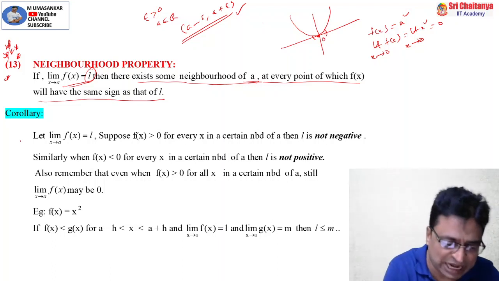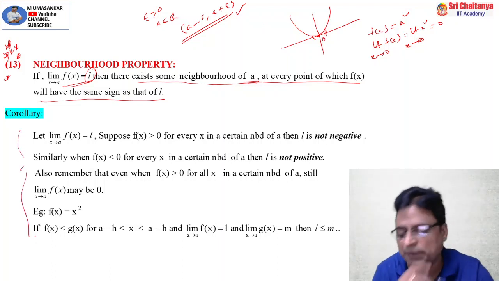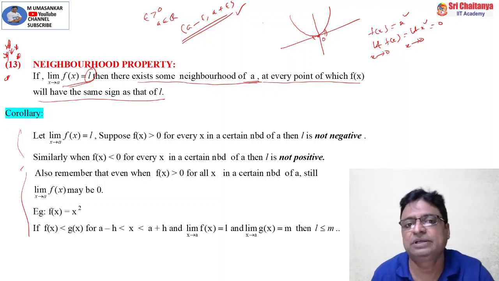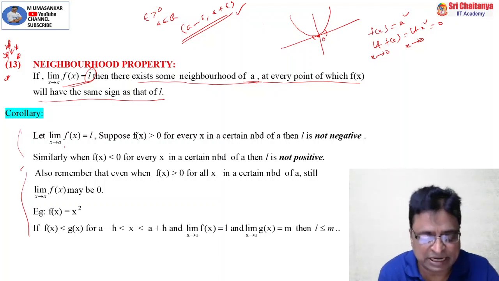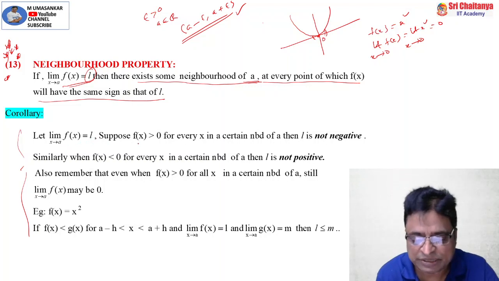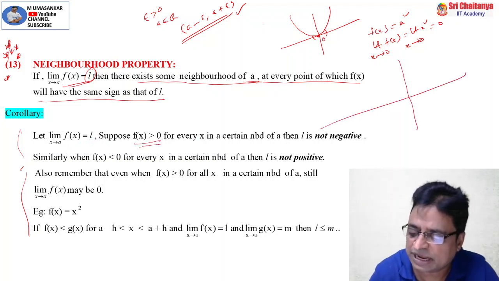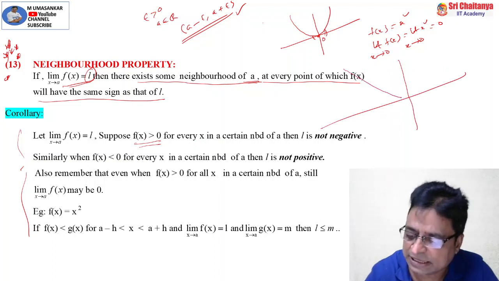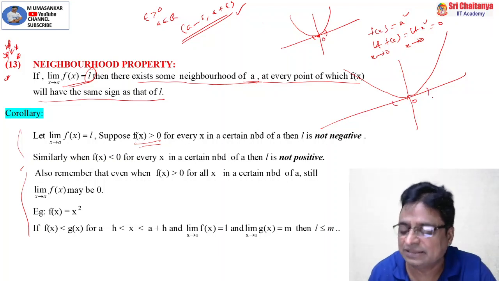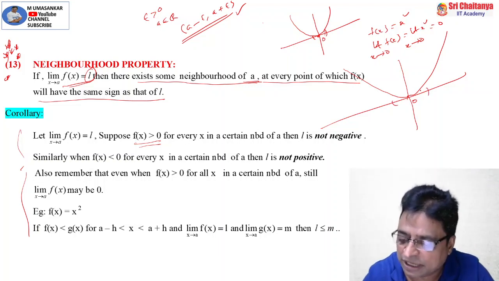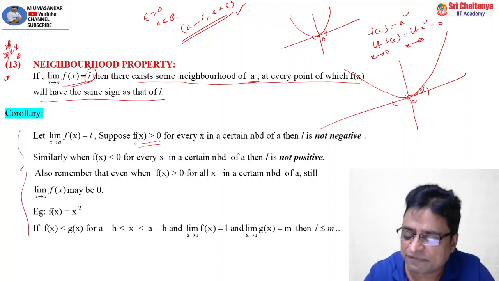Now the same corollary I have mentioned with the same example, f of x is equal to x square. See, listen, limit x tends to a, f of x is equal to L. Suppose f of x is positive at every x. Suppose I have taken my function like this, and this is the origin, and suppose this is my neighborhood. Actually the neighborhood is not of that length; for our convenience only I have taken it. These are all f of x, and f of x here is greater than 0.